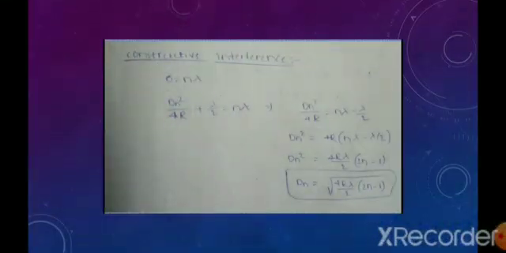Constructive interference. Delta equals n lambda, that is dn square by 4R plus lambda by 2 equals n lambda. Dn square by 4R equals n lambda minus lambda by 2. Dn square equals 4R into n lambda minus lambda by 2. Dn equals square root of 4R lambda by 2 into 2n minus 1.